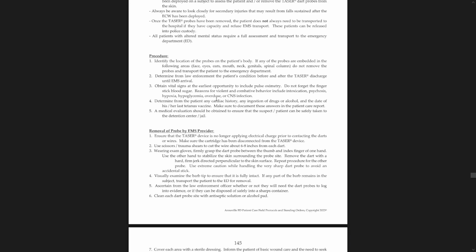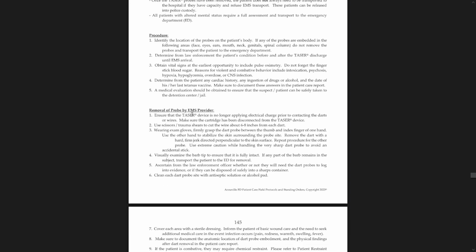Make sure to document these answers in the patient care report. A medical evaluation should be obtained to ensure that this patient or the suspect can be safely taken into detention centers or a jail.